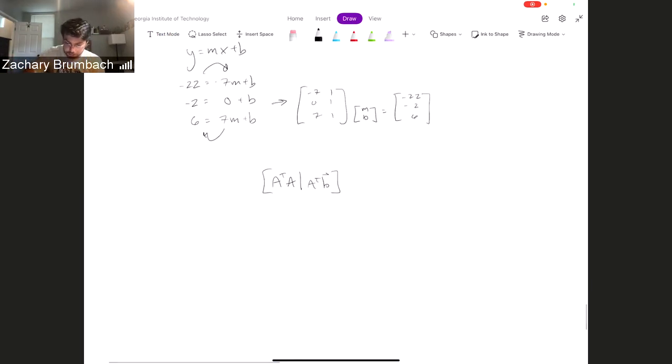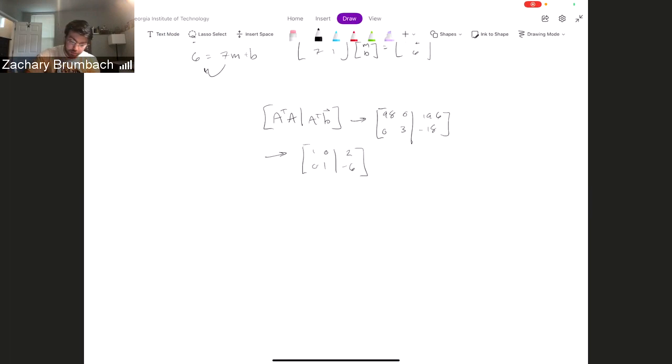You plug that in and you solve it, okay? So I'm just going to go ahead and skip a little step because those are some big numbers. That is 98, 0, 0, 3 augmented with 196, negative 18. Okay, so this gives us 1, 0, 0, 1 augmented with 2, negative 6. Okay, so this is our m and our b, right? So m equals 2, b equals negative 6. And we're done there. Okay.